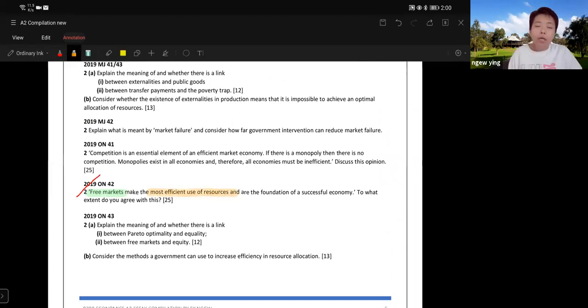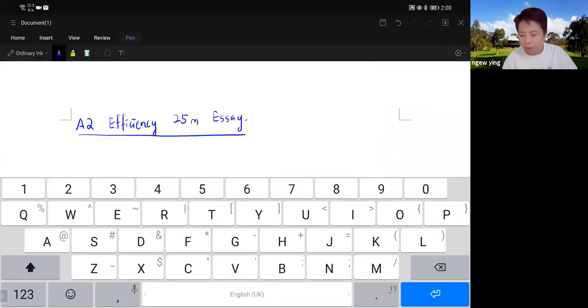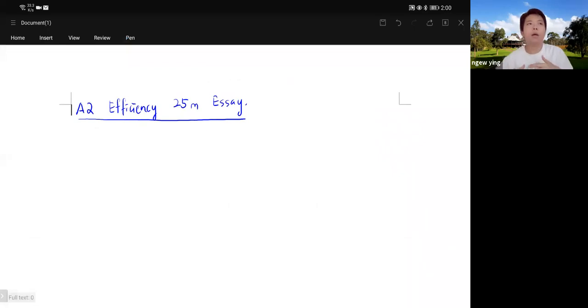Now, generally, the efficiency question is asking you whether the market economy, the price mechanism, the free market economy or the private sector, that is, leaving the allocation of resources to the private sector, is the most efficient way to achieve the best use of resources. The efficiency 25 marks essay, I will break down into four parts, and this video will consist of part 1 and part 2.